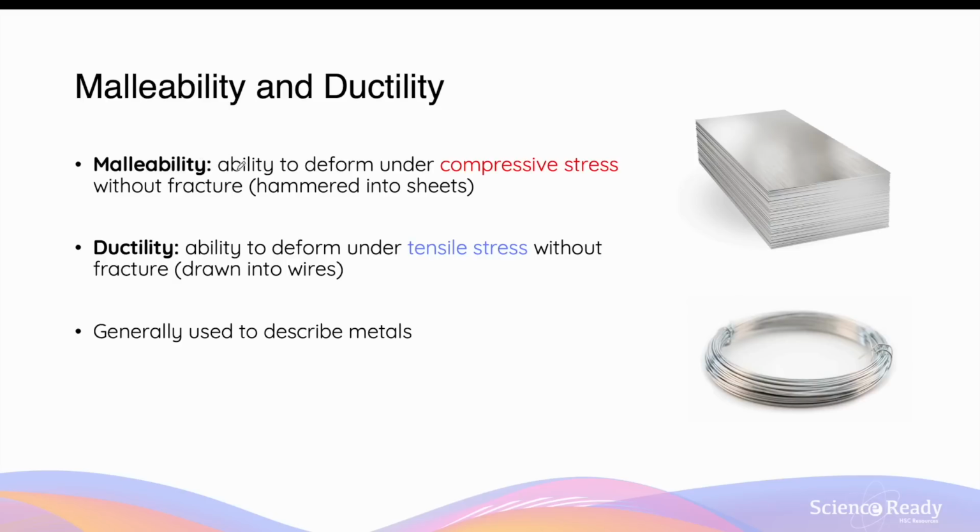Malleability refers to the ability of the material or substance to deform under compressive stress or force without causing it to break apart or fracture. A material is usually described as malleable if it can be hammered into sheets like these metal sheets here without breaking apart. Ductility, on the other hand, refers to the ability of the material to deform under tensile stress without fracture or breaking apart. A material is described as ductile if it can be drawn or stretched into these wires as shown here. These two terms are generally used to describe metals.